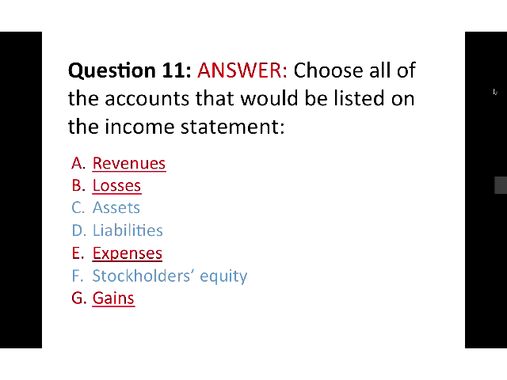So revenues, losses, expenses, gains. Assets, liabilities, and stockholders' equity are all on the balance sheet. So we'll see that coming up. But your income statement will be your revenues, expenses, gains, and losses.